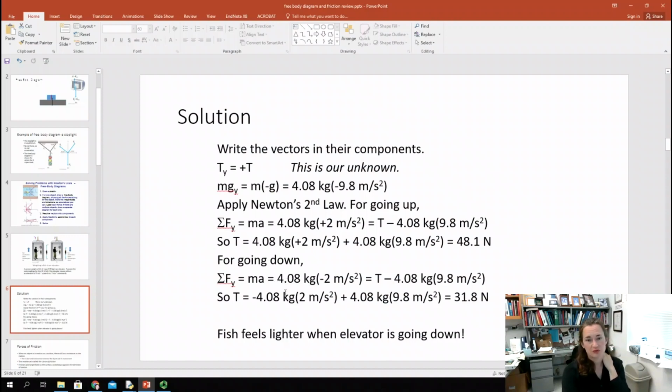So the downward force would be 4.08 kilograms times minus 2 meters per second squared. The minus sign comes because it's accelerating downwards in the elevator and the fish is in the elevator. Okay? And now that's going to equal the same sum of the forces as before, T minus 4.08 times 9.8 meters per second squared. So now when I solve this equation for T, I get T equal to minus 4.08 kilograms times 2 meters per second squared plus 4.08 kilograms times 9.8 meters per second squared, and that gives 31.8 newtons. So the fish feels lighter when the elevator is going down.